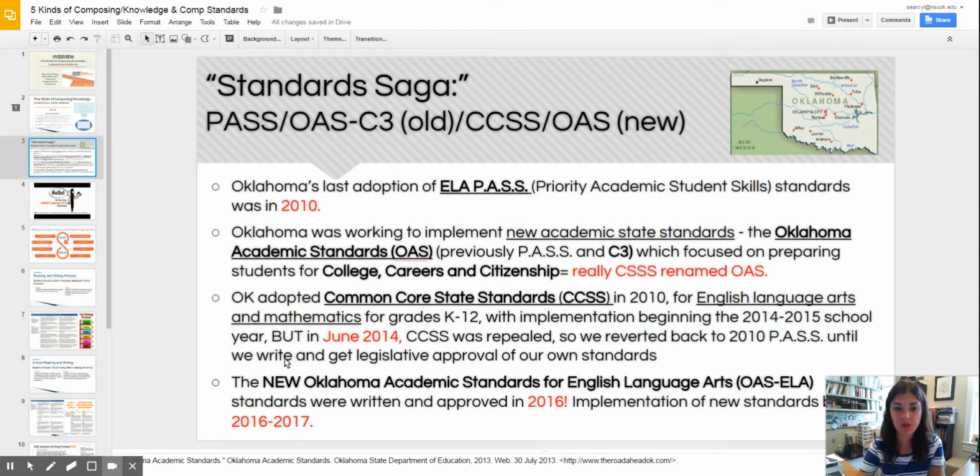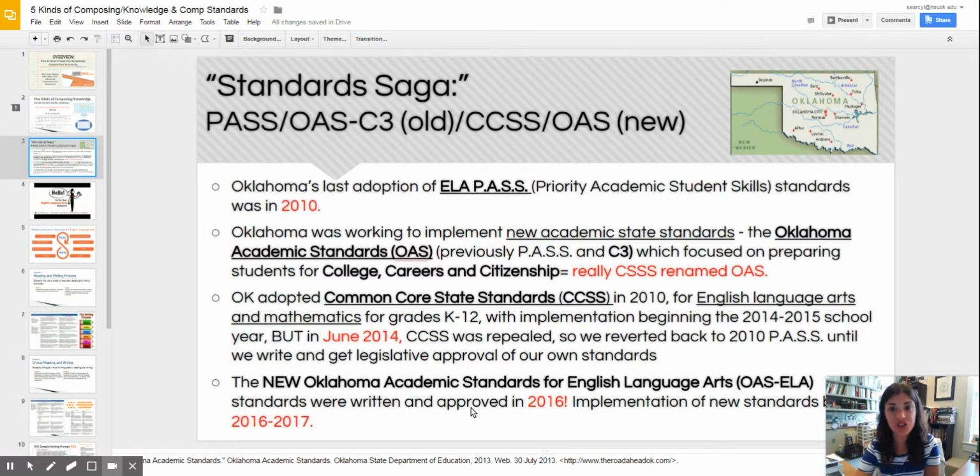That gave us time to write and get legislative approval of our new standards. And that is something that I have been involved with as part of my advocacy, is promoting these standards, getting feedback from stakeholders. I brought some of our State Department representatives to NSU in order to really get some good feedback from stakeholders. So where we are now, we do have new Oklahoma academic standards for English language arts. These are the OAS for ELA. These standards were written and approved.